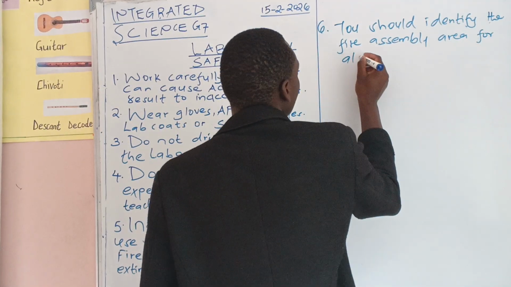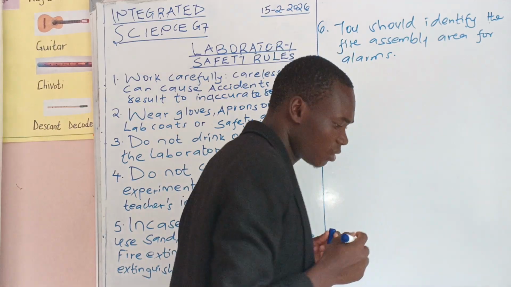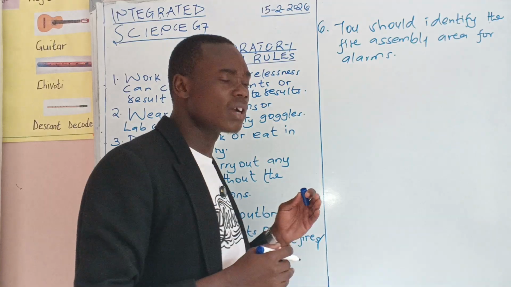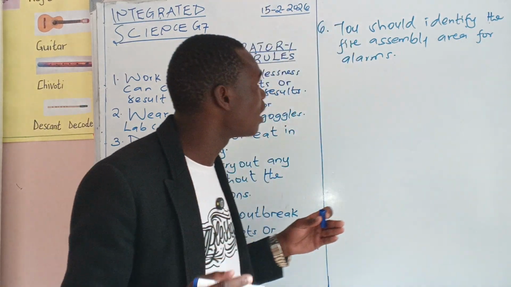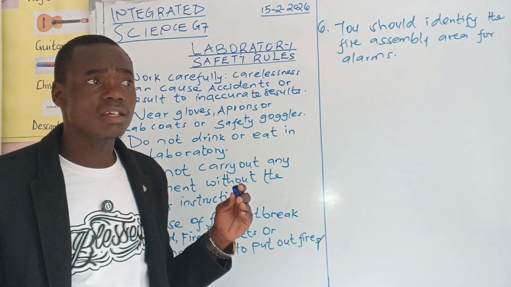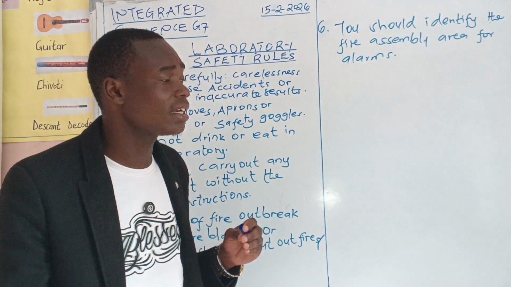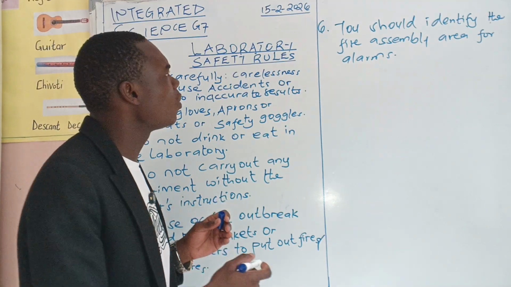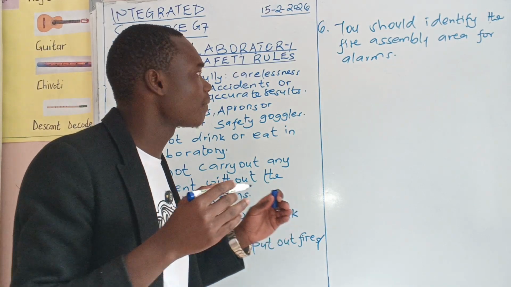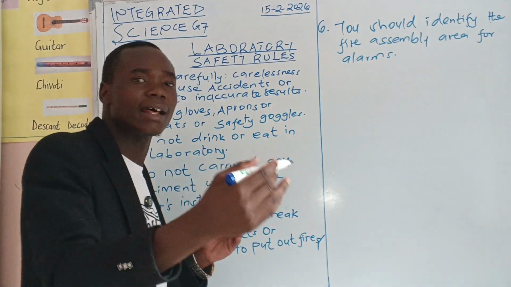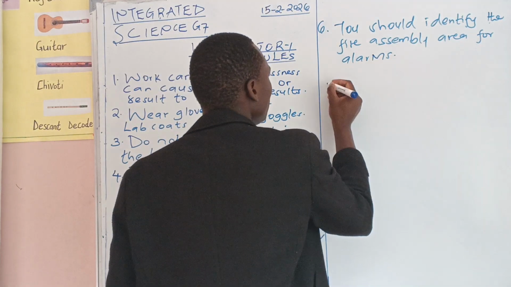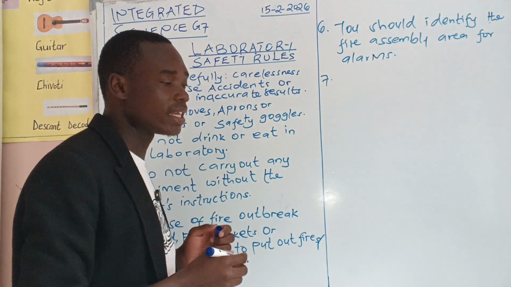For alarms. Now, in case of any alarm, you need to identify the fire assembly area so that the learners within that particular laboratory setup can assemble there. In case of any accident, we can know the number of those who are affected and those who are safe. So that is another rule that you need to put into consideration.